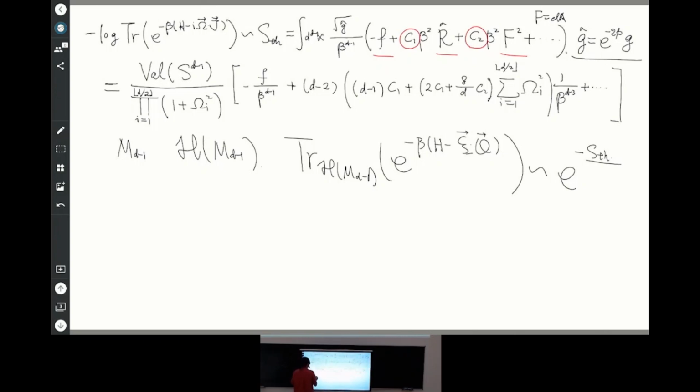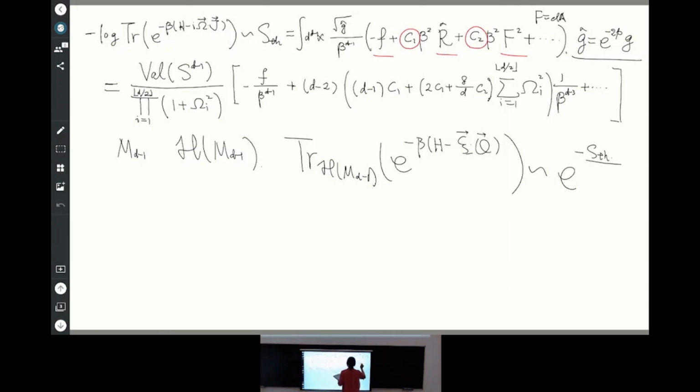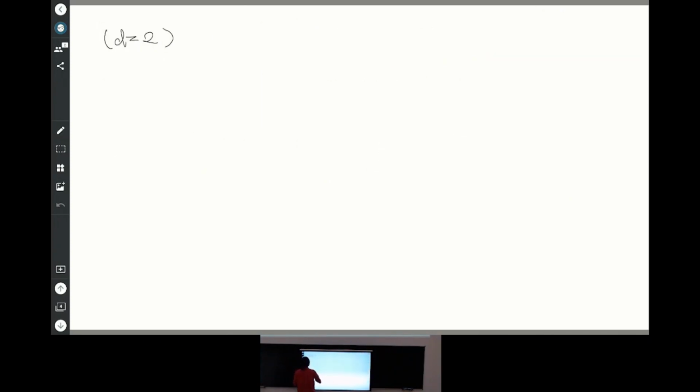Okay, all this looks super complicated, but to orient ourselves, let's look at what happens when d equals 2. If we go back to this expression, we see that when d equals 2, the second term vanishes. And as a matter of fact, all the dot dot dot also vanishes. So for 2D CFTs, the only terms you can write down in a 1D effective action are the cosmological constant terms. So in this case, S_thermal greatly simplifies, which is just 2 pi f.